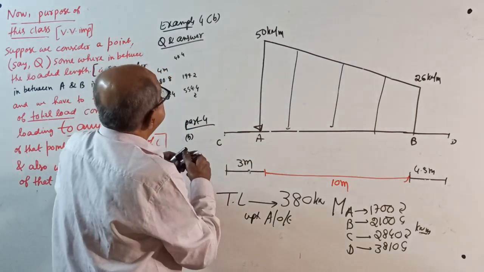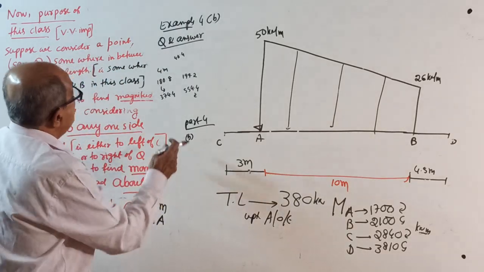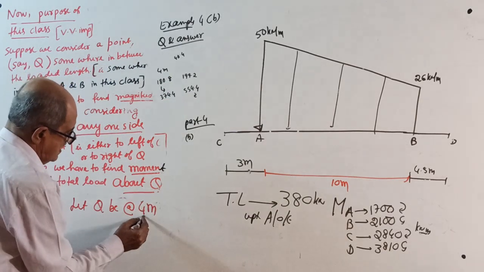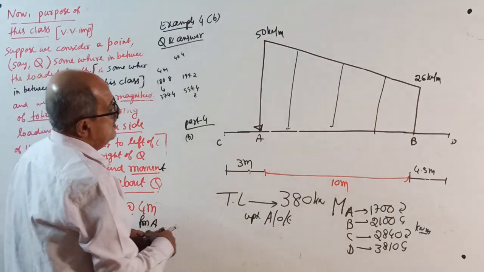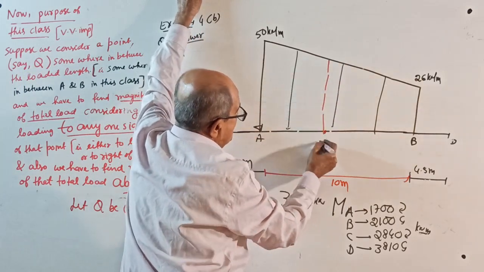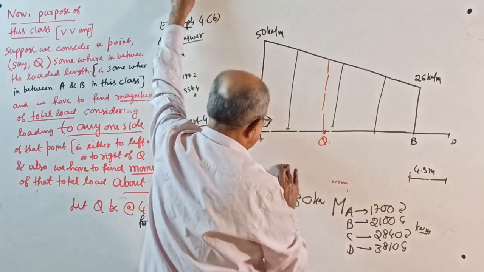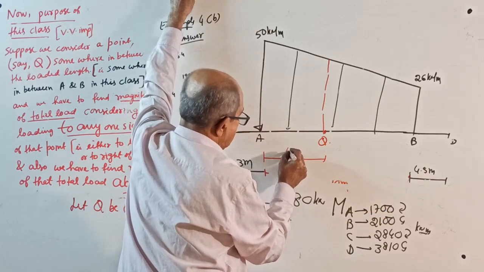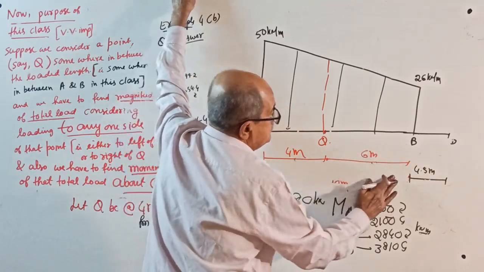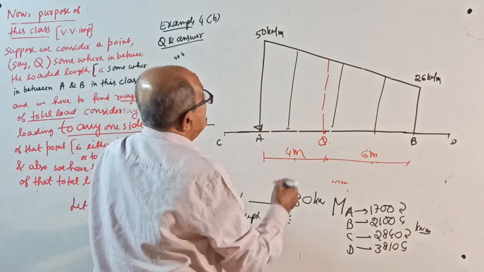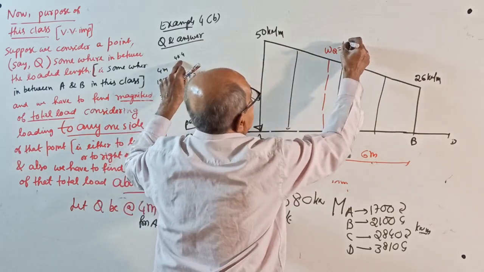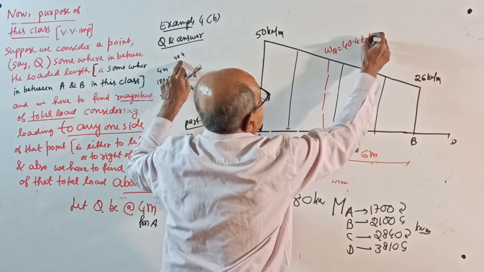Okay. Now point Q. I will take Q at 4 meter. I took an easy point at 4 meter from A. Okay, start. 4 meter from A, point here. This is the point Q. Now 10 meter is gone. This is 4 meter. This is 6 meter. You require the intensity at Q, equal to 40.4 by interpolation, kilonewton per meter. Interpolation. Okay.